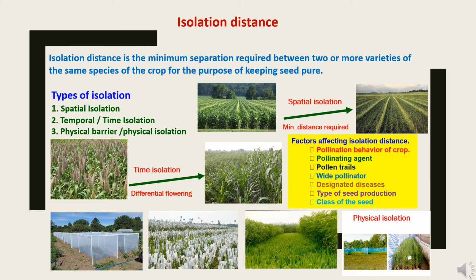There are factors which are affecting isolation distance, like pollination behavior of the crop, pollinating agents, pollen trails, wind, pollinator or designated diseases, or type of seed production or class of the seed. So we have to maintain the proper isolation for the preservation of the genetic purity.